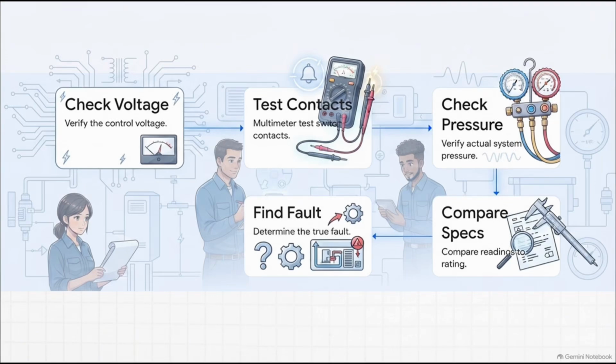Step 8, compare those precise readings to the manufacturer specifications. They're usually printed right on a sticker on the side of the switch itself. So, if the switch says it's designed to close at negative 0.6 inches of water column, and your manometer is only reading negative 0.2, well, the switch is fine. You've got a venting problem. And finally, Step 9, determine the true fault based on all that actual data.